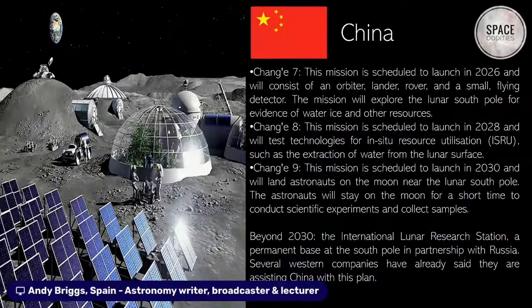Because that's what it is. Chang'e 9 in 2030, and they're going to land astronauts. China's going to land astronauts on the moon near the Lunar South Pole. And beyond 2030, China is in partnership with Russia to develop the International Lunar Research Station, a permanent base at the South Pole of the moon. And actually, there are quite a few Western companies already helping China get this thing ready.